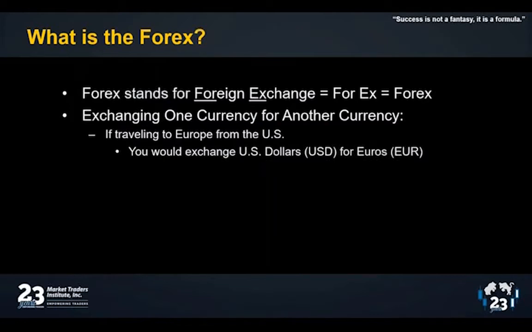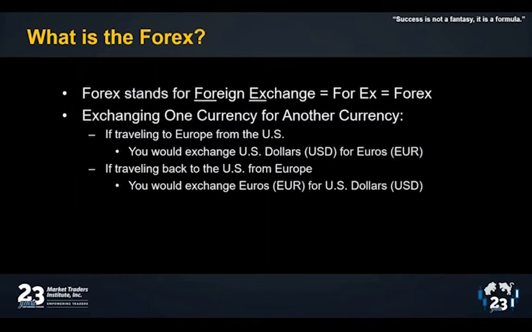Because if you've done that, congratulations, you have actually done Forex. That's all it is. It's just exchanging one currency for another. Now, in this example, you're over in Europe, you spent some money, euros, you have some extra euros, you come back to the United States, you exchange those euros back for US dollars.